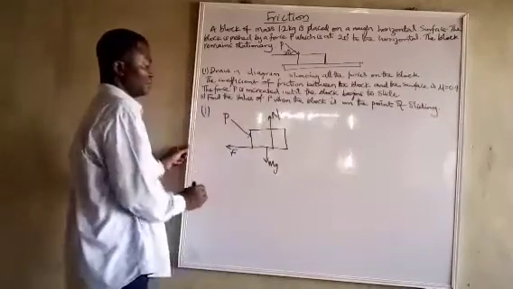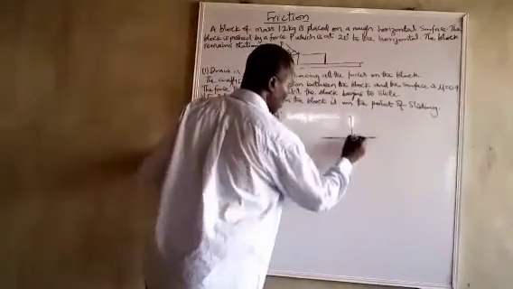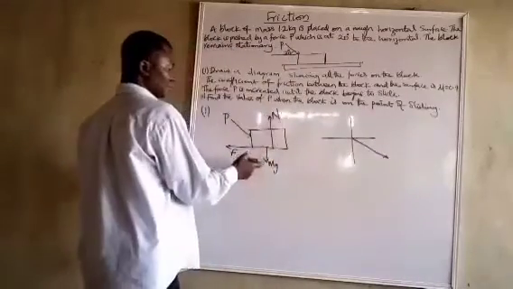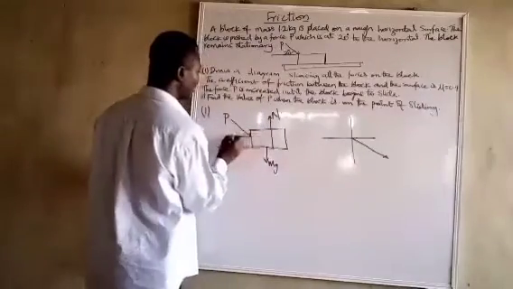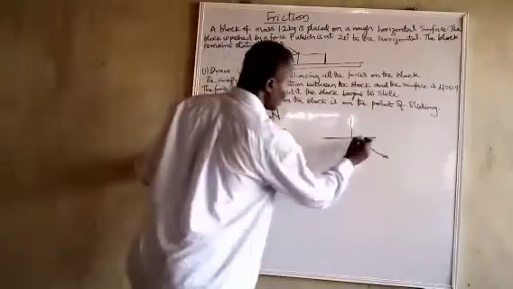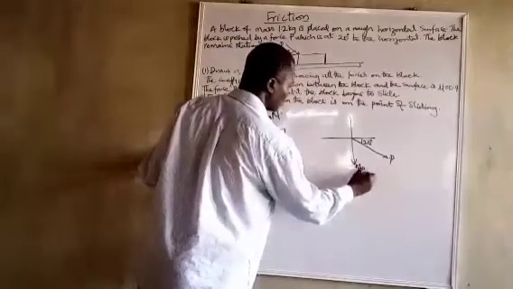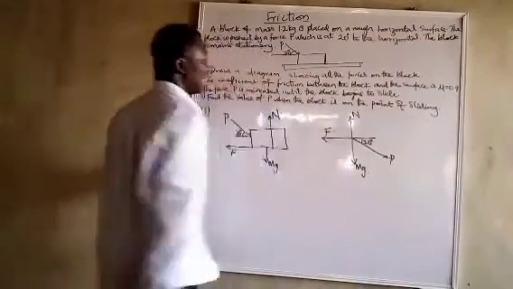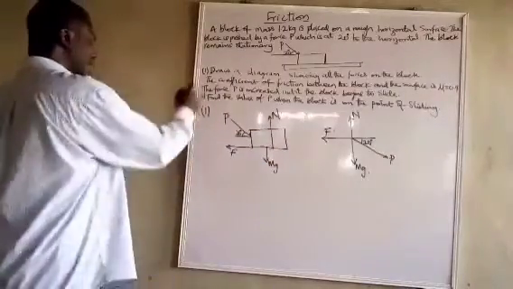And this is P. So what we have now is a situation like this. P will come down and increase the value of N. And we are told that this is 20 degrees. So this is 20 degrees here. So this is how the diagram will be. We have mg, and we have N, and we have F. So that is the diagram for the forces acting on the body.